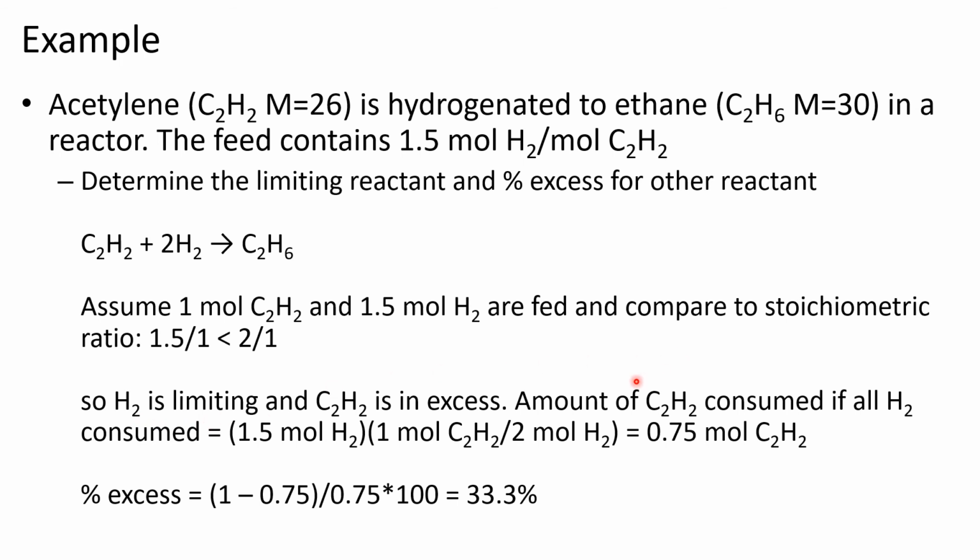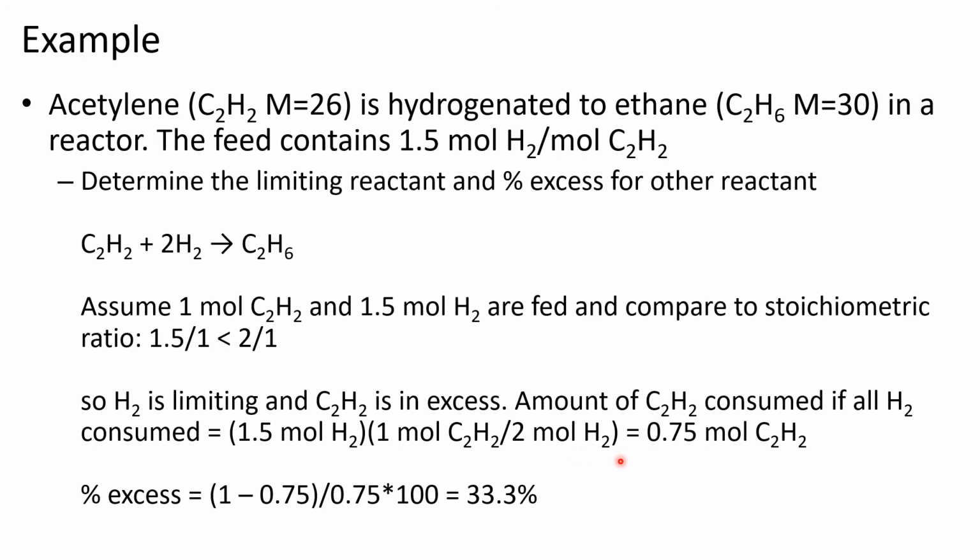In order to determine the percent excess of acetylene, we have to determine the amount of acetylene that would be consumed if all of the hydrogen were consumed, if all the limiting reactant were consumed. The way we do that is we take the amount of the limiting reactant that is fed, 1.5 moles of hydrogen, and multiply that by the ratio of the stoichiometric coefficient for acetylene to that for hydrogen. The stoichiometric coefficient for acetylene is 1, the coefficient for hydrogen is 2.